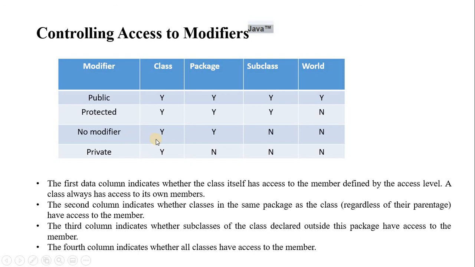No modifier can be accessible within a class or within a package level. So for package level, it is possible to access from one package to another package, but not in the subclass, and also not outside the world. If you are declaring private, it can be accessible within the class only, not outside in other packages, nor even subclasses or outside. Only within a class is it possible to access. So these are all the access modifiers.